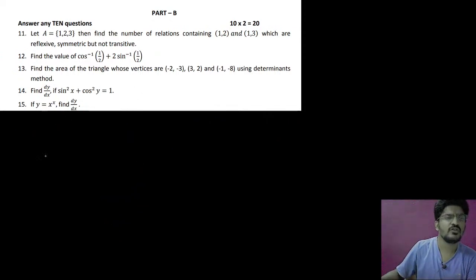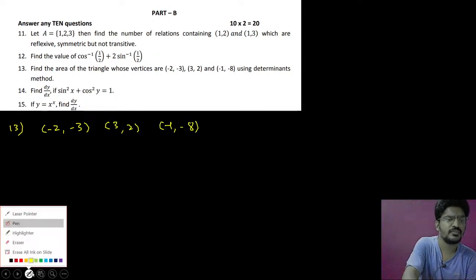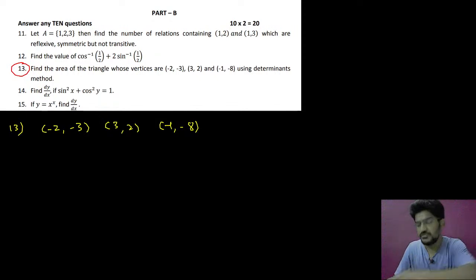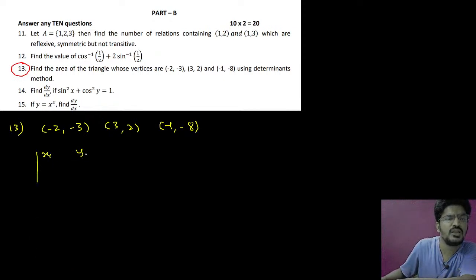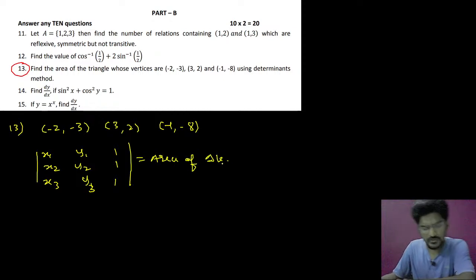Quickly we can go for problem number 13. Find the area of the triangle using the points (-2, -3), (3, 2) and (-1, -8). See, this is also repeated from the previous year. Mostly only the ordered pairs are going to be different. So you can write the determinant of x1, y1, 1, x2, y2, 1, x3, y3, 1. This is equal to the area of the triangle.